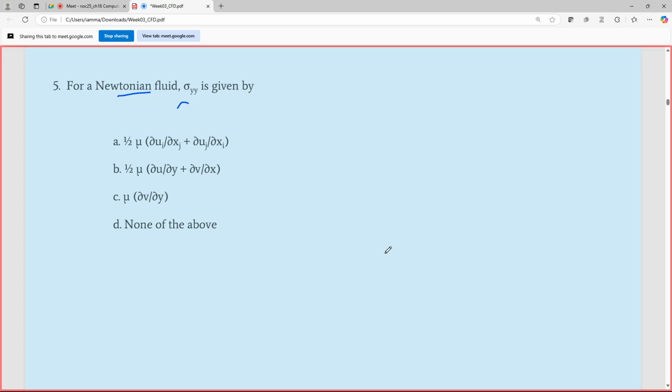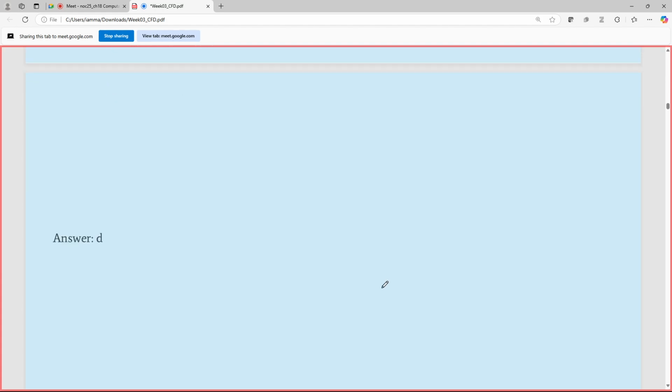Answer is option D, none of the above. If you remember the stress tensor component sigma yy, it is given by minus p plus 2 mu times dou v by dou y.